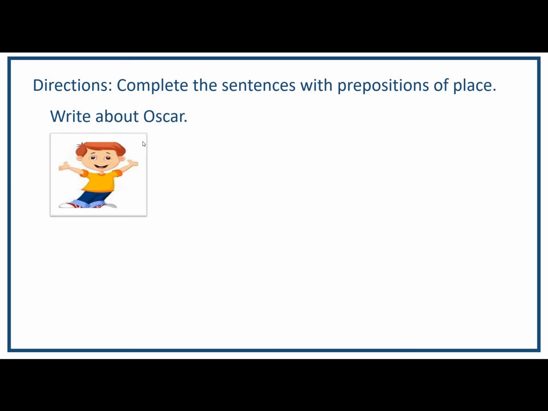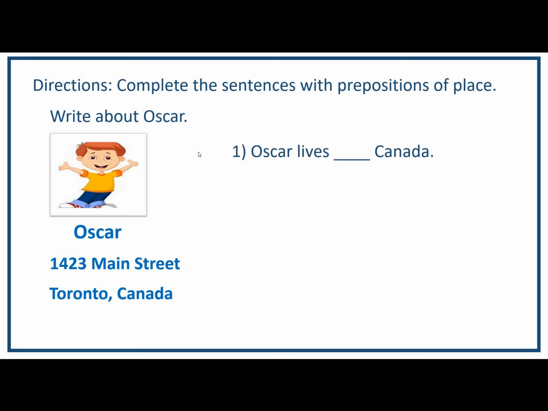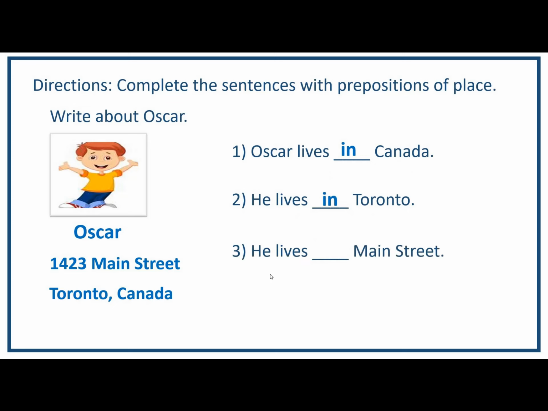Write about Oscar. So this is Oscar. 1423 Main Street, Toronto, Canada. Number 1. Oscar lives blank, Canada. Answer is, Oscar lives in Canada. Number 2. He lives blank, Toronto. Answer is, he lives in Toronto. Number 3. He lives blank, Main Street. Answer is, on Main Street.